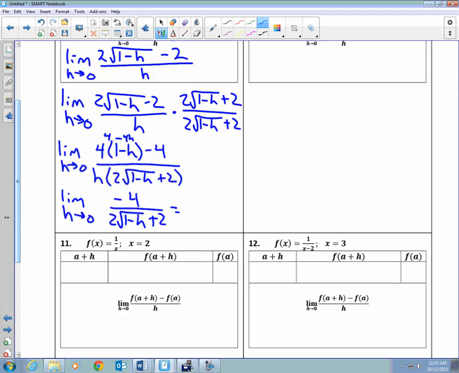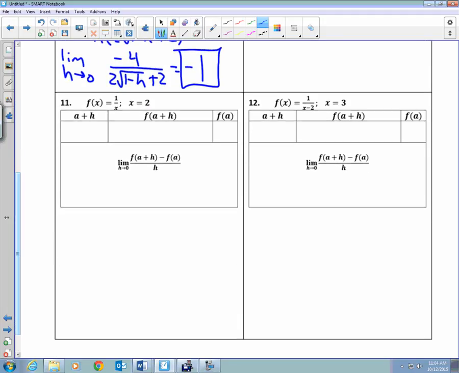Can I now plug in the 0? Don't ask that. Can you plug in the 0? Yes. So who cares about reducing? If you can plug in the 0, plug in the 0. Plug in 0, you get 2 times the root of 1, which is 2, plus 2 is 4. You get negative 1. If you wanted to check it on your calculator, you could. Doing the same thing we did before.